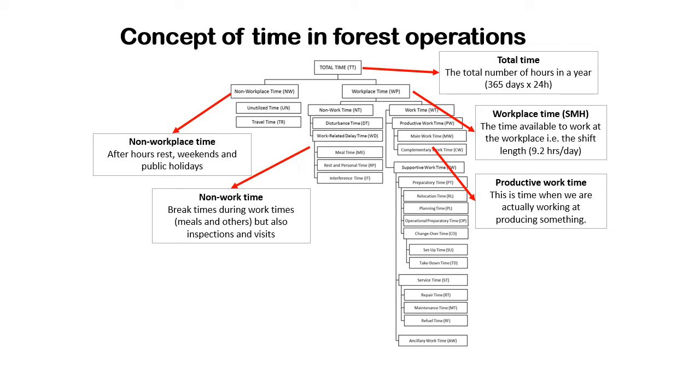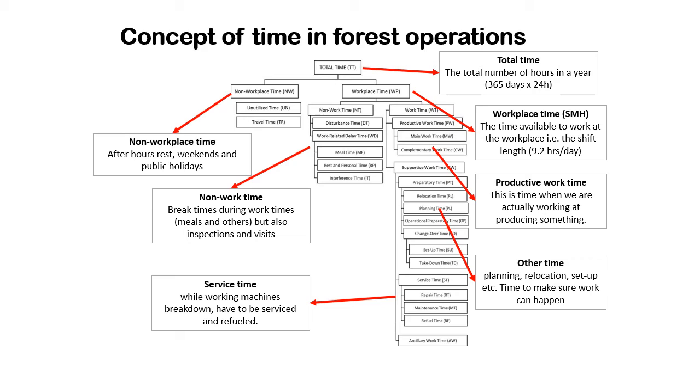Productive work time is the time when the machine is actually working and producing something, cutting trees, labor planting plants. Other time is planning and relocation, setup time. This is important because it makes sure that the operation can happen and work effectively and efficiently in the allocated time available. Service time: while the machine is working, it may break down, or have to be serviced and refueled.